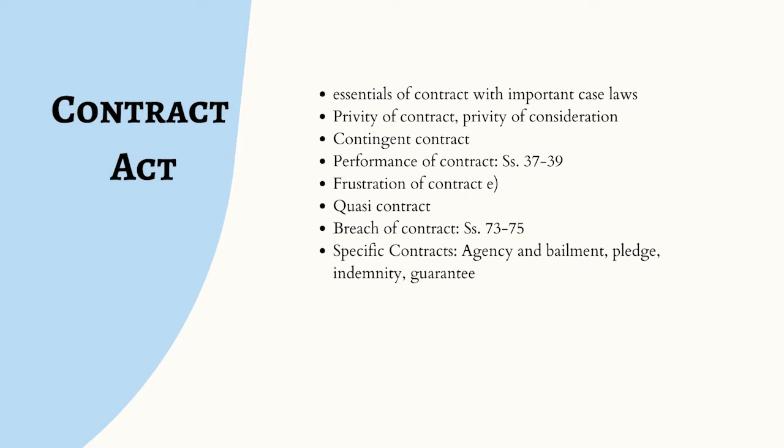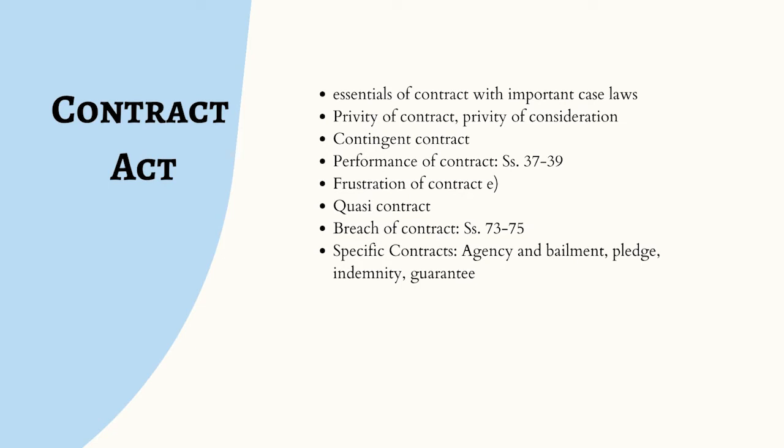Next one is the frustration of contract, which is section 56. It is also one of the most important sections given under the Indian Contract Act, right? There are basically 3 paras which are very important. Just go through the language and try to understand the meaning of those. Also, try to remember the case laws given under section 56. You can also go through the illustrations attached to section 56.